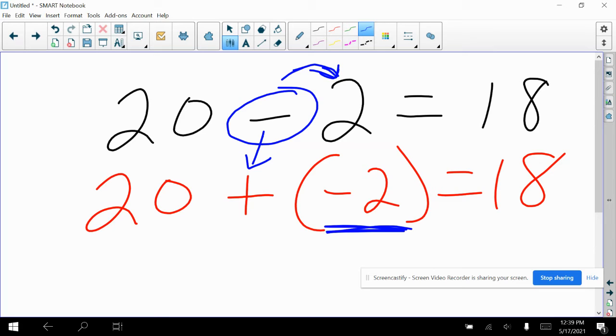So that's like saying you have $20. You bought something for $2. How much do you have left? You have $18 left. You had to spend $2. That's a negative.